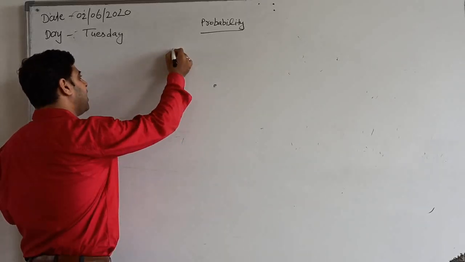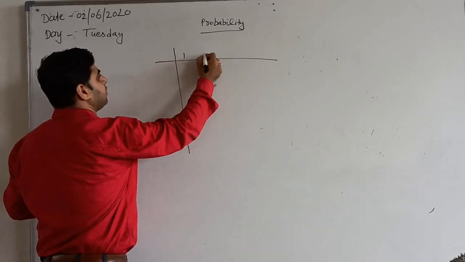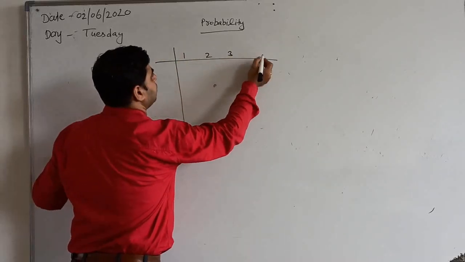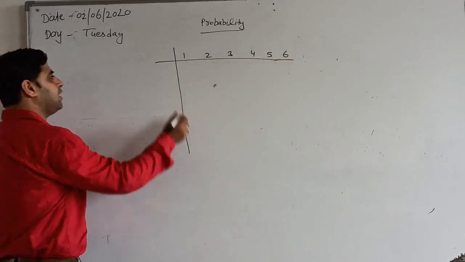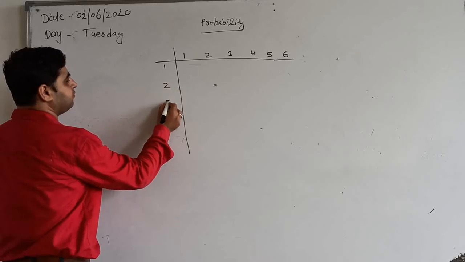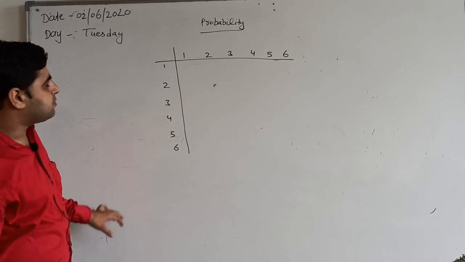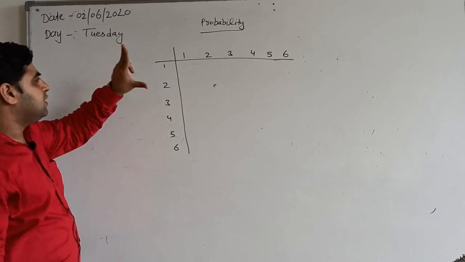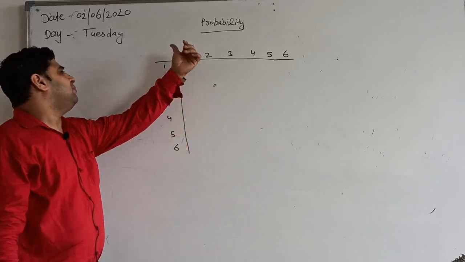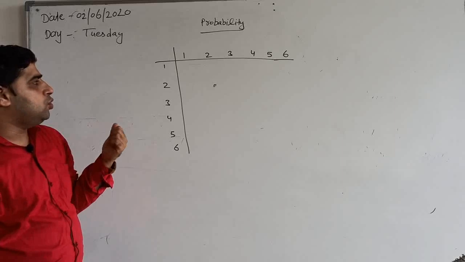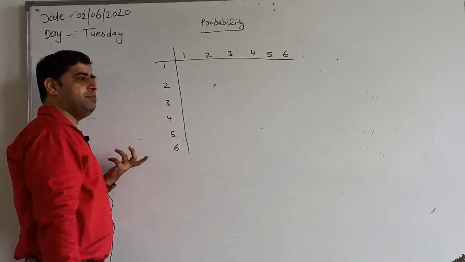When we throw two dice, we have to make a pattern, either 1, 2, 3, 4, 5, 6. So here we can write 1, 2, 3, 4, 5, 6. So how many total outcomes will come out then? With one dice, 6 outcomes will come out, either 1, 2, 3, 4, 5, or 6. Any number will come out.